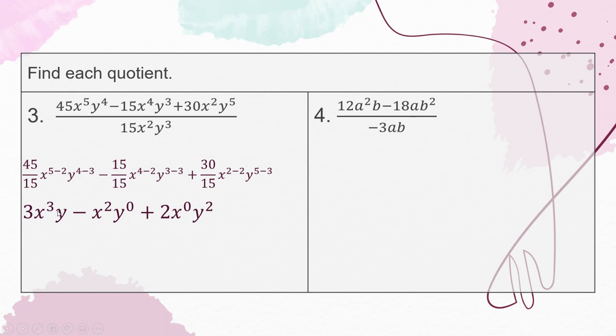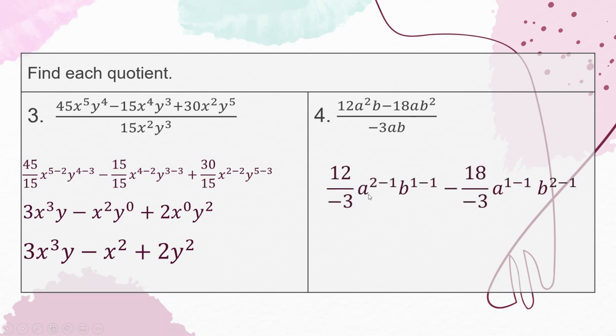Simplifying that, we would have 3x cubed y minus 2x squared y to the 0 plus 2x to the 0 y squared. And any number to the 0 power equals 1. So rather than saying x squared times 1, we can just simplify that to x squared. And likewise here with this x to the 0, that's just 1. So writing it in our simplest form, we would have 3x cubed y minus 2x squared plus 2y squared.